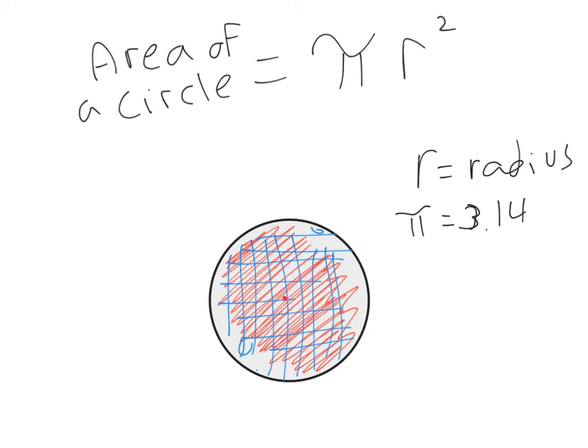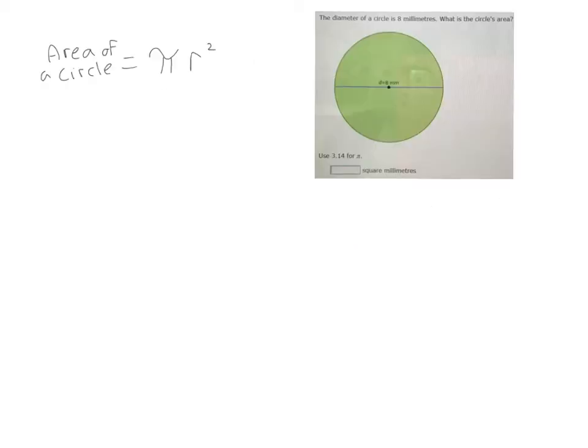Remembering our radius is the measurement from the middle of the circle to the outside. This example says the diameter of a circle is 8 millimeters. What is the circle's area? Use 3.14 for pi, and the answer goes in millimeters squared. But the formula calls for the radius, and they've given us the diameter. Be careful, that's a trap. Just a quick, easy one for us to fix, but recognize that they've given us the diameter is 8. So obviously our radius to start is going to be 4 millimeters.